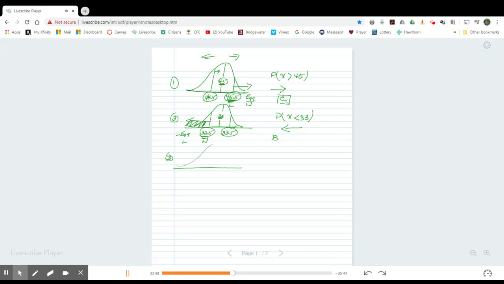Number 3. Let's draw a decent curve. That's better. Not great, but better. Number 3 says at least 48. Probability of at least. At least 48 includes 48. All right, at least 48 would be 48, 49, and so forth. So it's greater than or equal to 48.